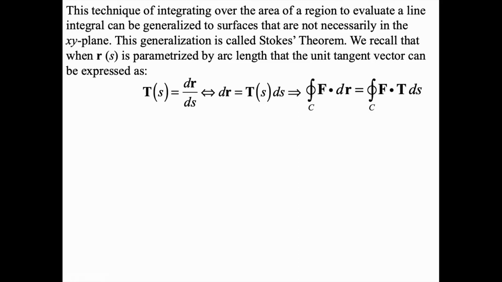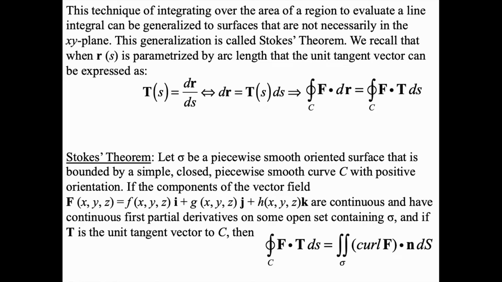And we recall that when the position vector r is parametrized by arc length, we have little r of s, that the unit tangent vector can be expressed as big T of s equals dr/ds, which is logically equivalent to saying little dr is equal to that unit tangent vector in terms of s times the differential ds. So you could rewrite that line integral of F dot dr as F dot T ds, substituting dr with T ds. So again, this will all come together in the last theorem of our curriculum, Stokes' theorem.